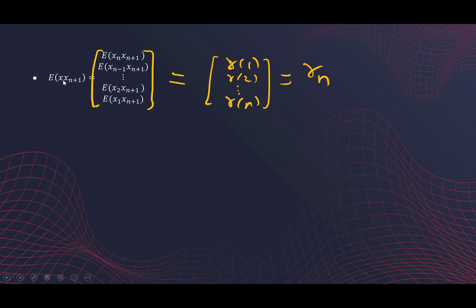So the expected value of x times xn plus 1. Remember, x is a vector. Its first element is xn, last one is x1. And xn plus 1 is a number. So you can just open it this way. We have the first term in x, which is xn times xn plus 1 and the expectation, second term times xn plus 1 expectation, and so on, okay? And this is nothing but gamma 1, gamma 2, and so on. And this we are denoting by this notation, gamma subscript n. This n tells you that there are n elements in this vector.